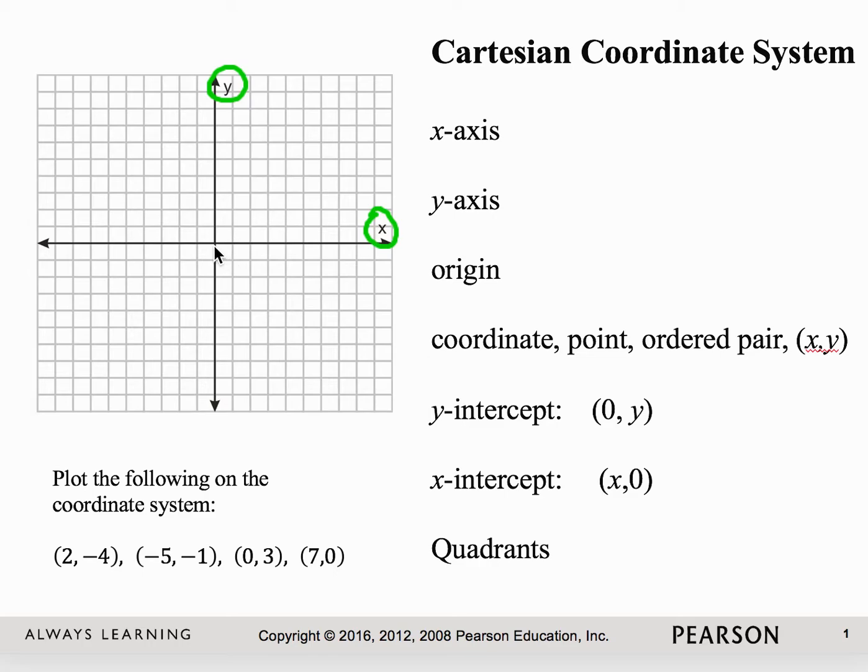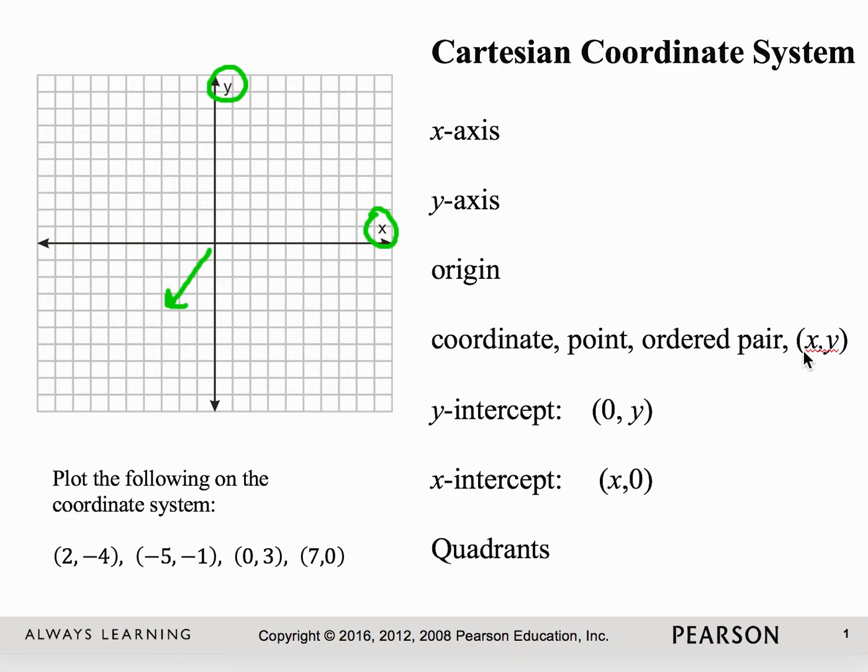This point right here in the middle where they cross, that's called the origin. And these three terms represent the exact same thing. We can call them a coordinate, a point, or an ordered pair. An ordered pair is the most descriptive. It tells us that it's a pair of numbers, and the order matters. However, point is the shortest, so that's what we usually call them. But they are ordered pairs. You write them in order.